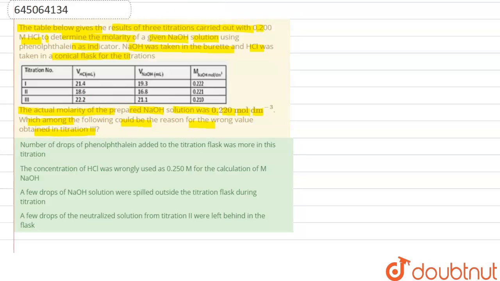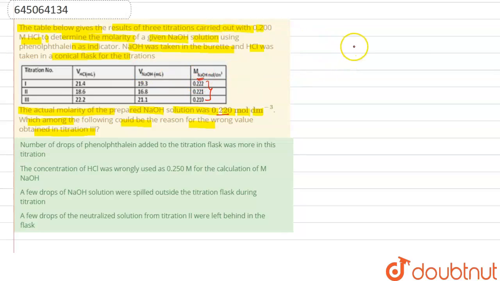So let's find out. This question is asking why we are getting the wrong concentration of NaOH. Instead of 0.220 we are getting 0.222, 0.221, 0.210. Why are we getting the wrong concentration of NaOH instead of 0.22? So we have to find out which option is responsible for the wrong concentration of NaOH.